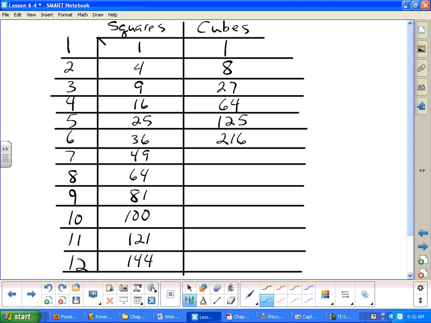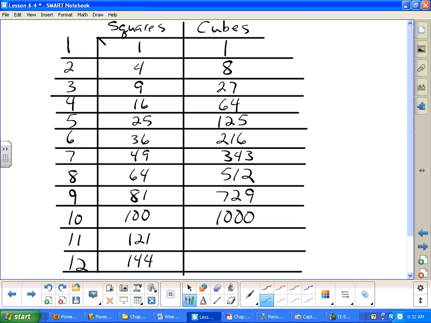How about 7? What is it? 343. Then we'll do 8 and we'll stop there. Well, no, we'll go all the way to 10. So what's 8? 512. And 9 cubed is 729. Hopefully we all know what 10 cubed is, right? Add a couple zeros and get 1,000. We won't get to them. You won't ever need to get to 11 and 12 as far as I can remember.